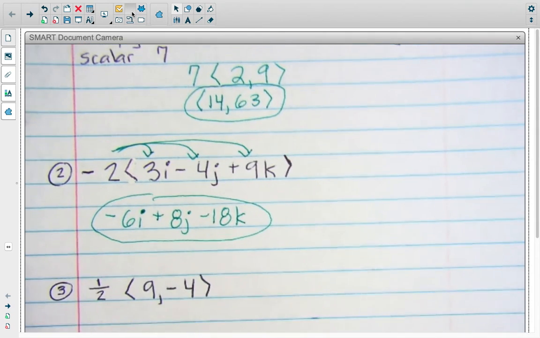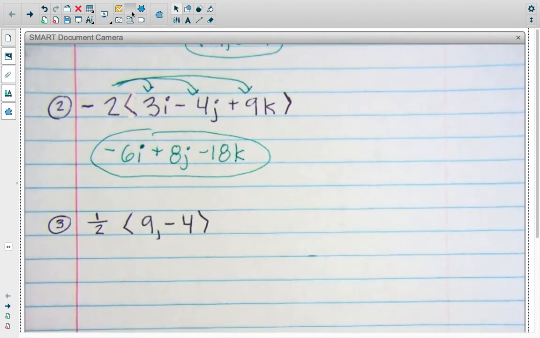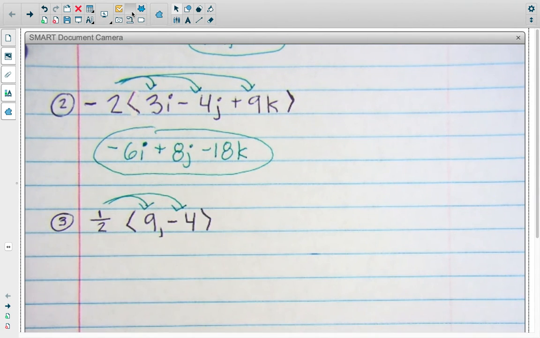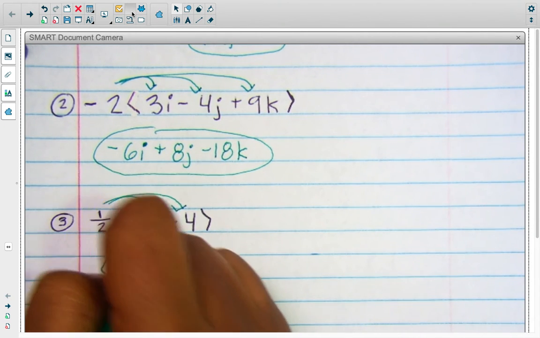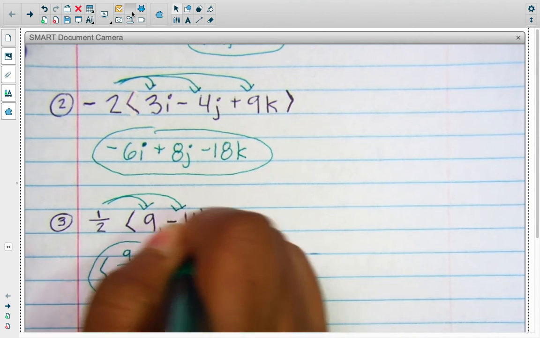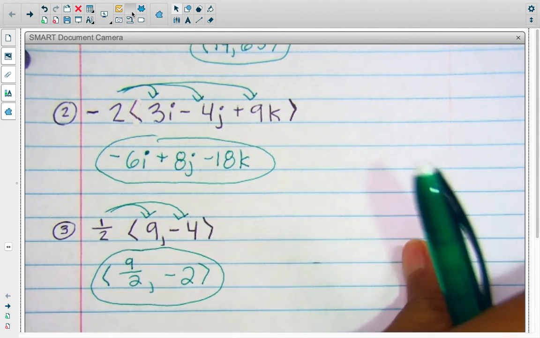I did want to throw a fraction at you because there's nothing wrong with a fraction. I take that 1/2 and I multiply everything by 1/2. It's okay to get fractions. So we get 9/2 and we get negative 2. So that is scalar multiplication with a vector. Whatever's on the outside, take that and multiply by whatever's on the inside.